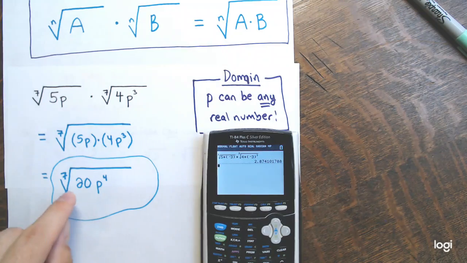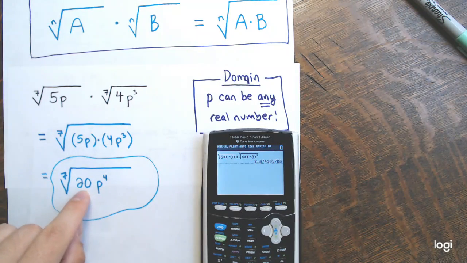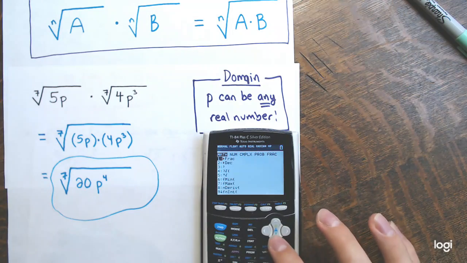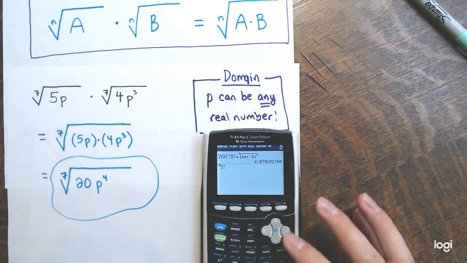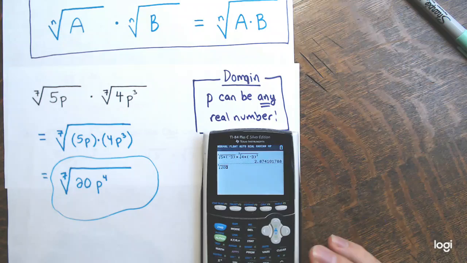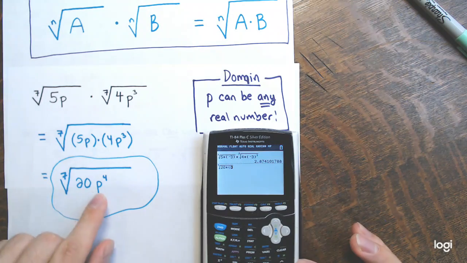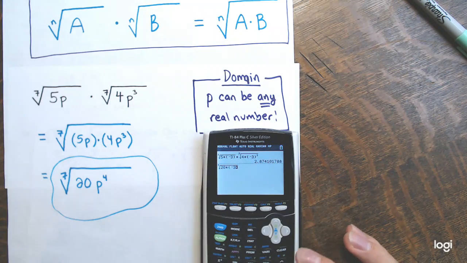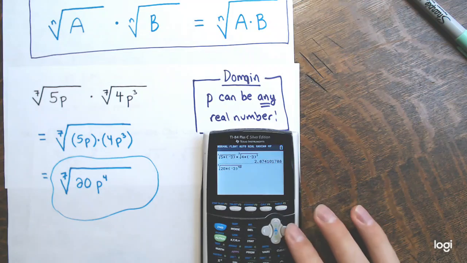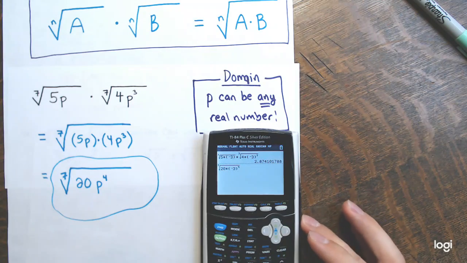All right, well, let's see what the value of this expression is, right? What we said this was equal to. Let's take the 7th root of 20 times, and then again I'm replacing p with negative 3 this time, negative 3 to the 4th power, all in the radicand there.